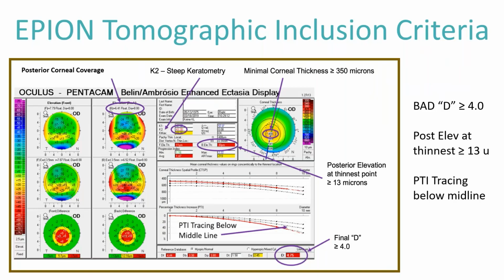And here again, you can see we use a final D greater than or equal to 4, but we add posterior elevation at the thinnest point greater than 13 microns and an abnormal PTI tracing. So again, when you add some additional criteria to the BAD, you'll see it's not only abnormal, we can then make it specific for ectatic disease.